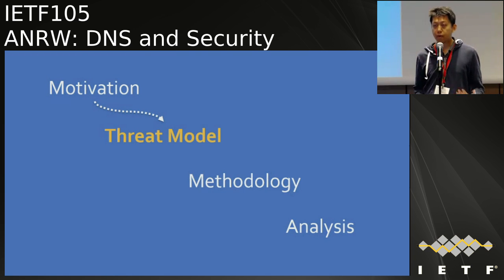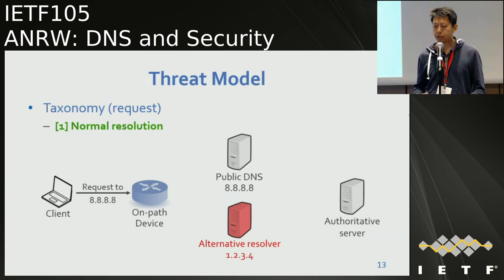In the previous example, we only introduced one way to do the DNS interception, and it turns out there are a few more ways to do that. So let's first come to our basic picture. Say we have those five parties. We have a client, public DNS, and then the authoritative server. They are the normal parties handling your DNS requests and responses. And now we have an on-path device, and then one alternative resolver, which is likely to belong to the same owner of this on-path device.